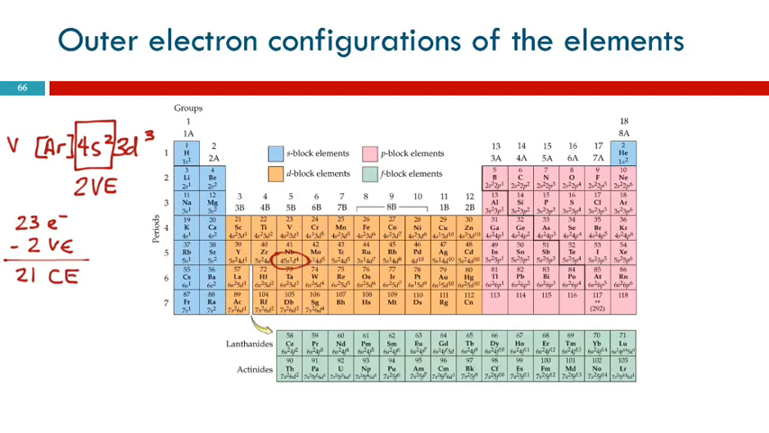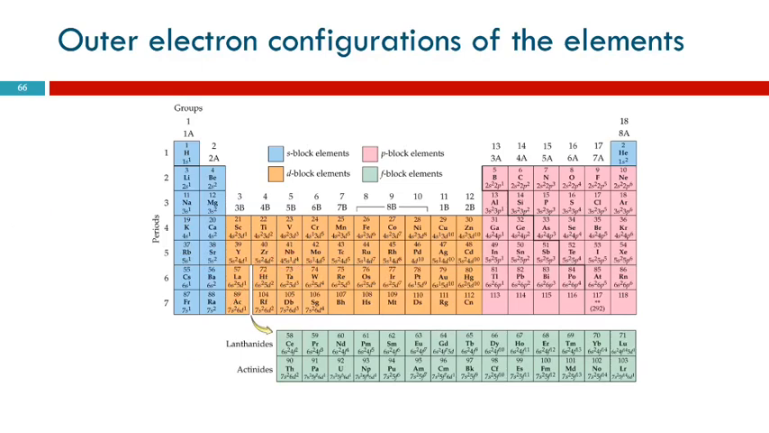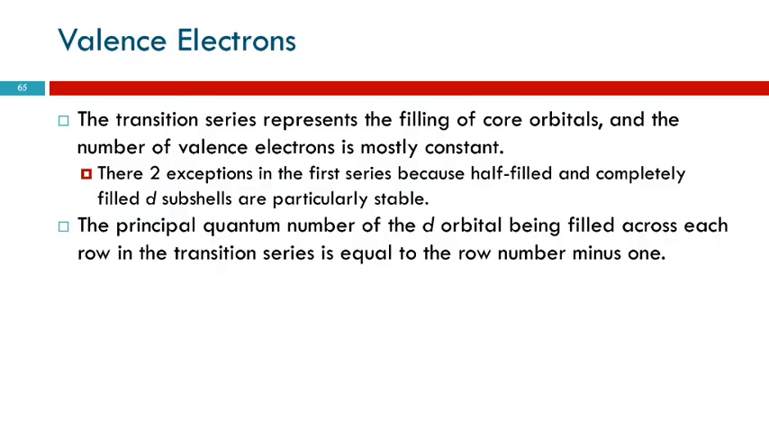4S1 3D4. That's messed up. So that should be 4S1 3D5. Good one. Anything else? I found some pretty crazy typos in this book. Oops.